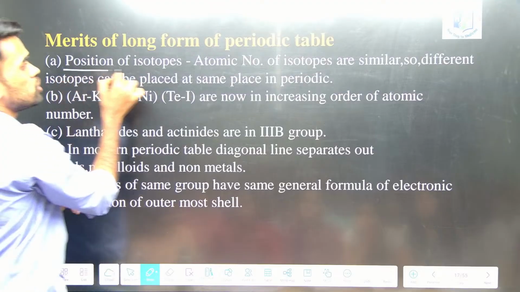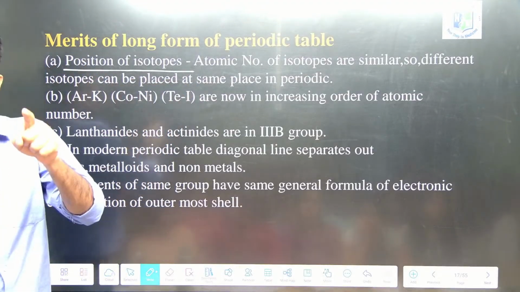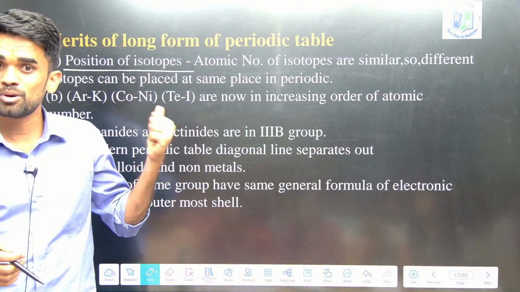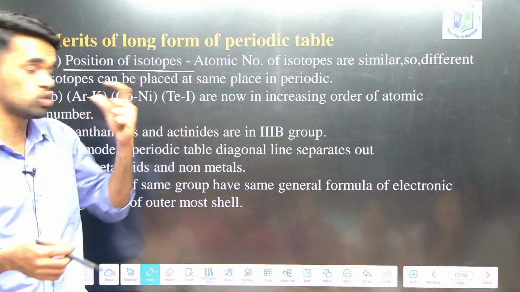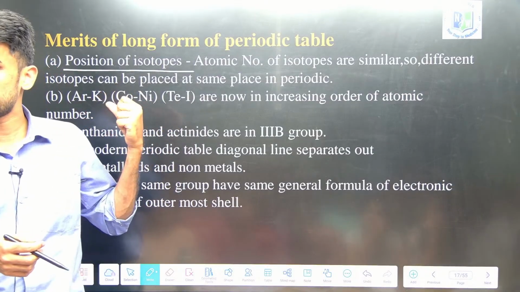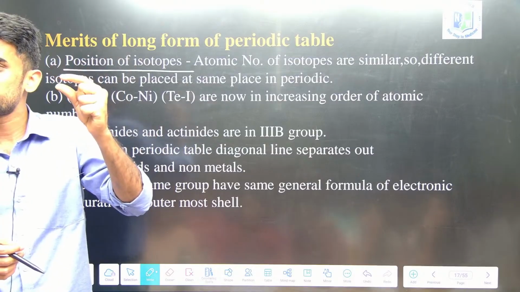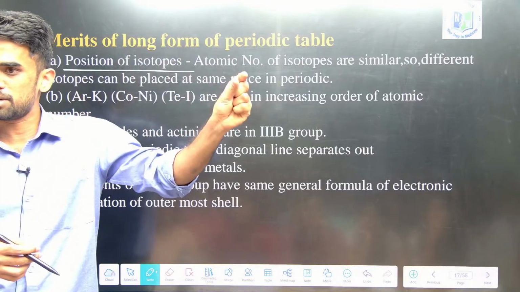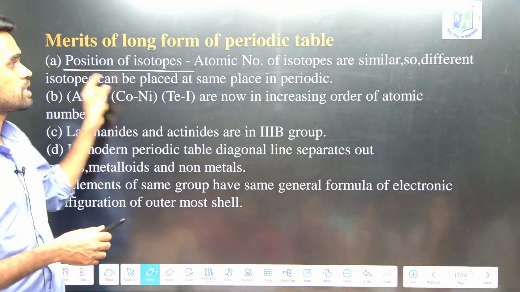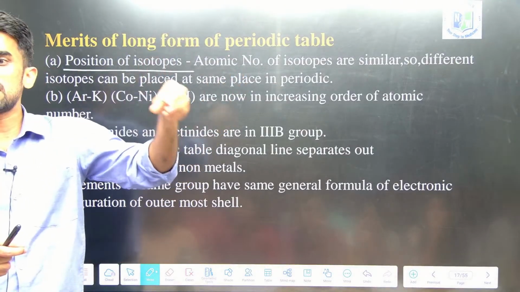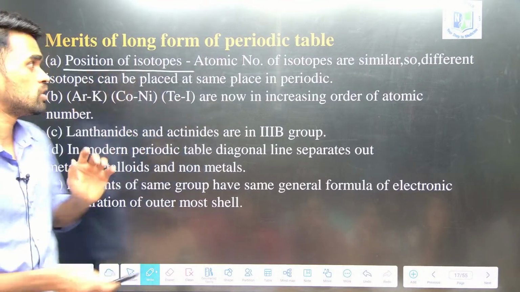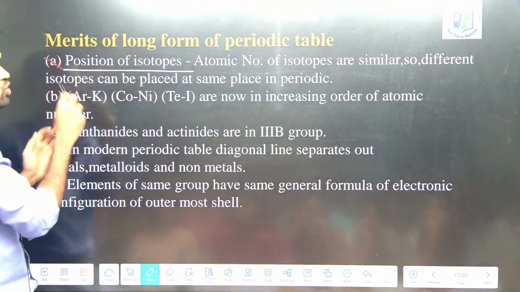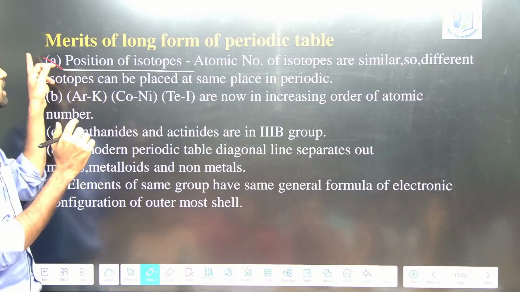Next one is the position of isotopes. Previously there was a controversy with the position of isotopes, but now there is none. Why? Because all isotopes have the same number of protons, and we now define atomic number based on protons. So all isotopes can be placed at one position. The controversy with respect to isotopes got resolved, and now it is accepted.